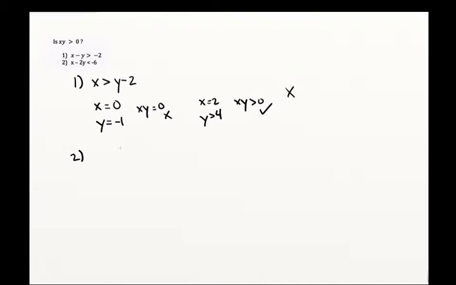Statement 2, we're looking at x is less than 2y minus 6. We can find a situation where xy is going to equal 0, for example, so you can just make x equal to 0 again, and you can make y, for example, 4, and then 2y minus 6 is 2, so xy still is going to be 0. That's going to give us a negation.